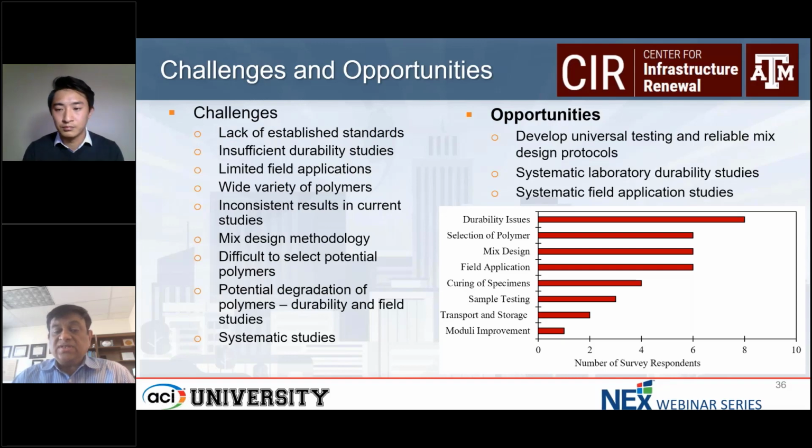Also, they want to see a systematic study, which includes almost a cradle-to-grave kind of process, where you see not only the initial understanding of the stabilizer and then dosages, mix design, then some durability testing, and then going into some test sections. This is an important part. So the challenges always lead to opportunities.